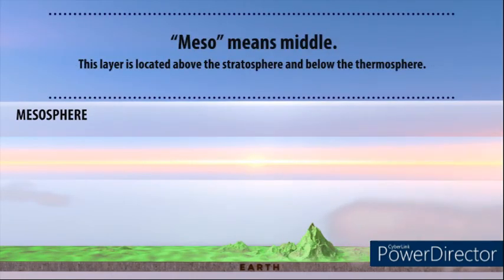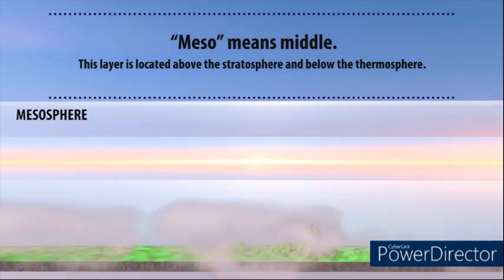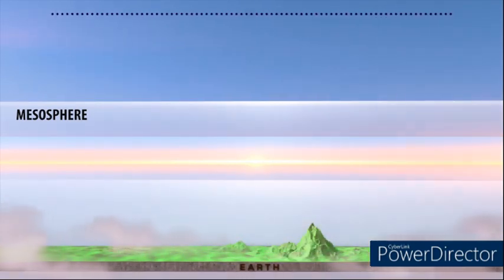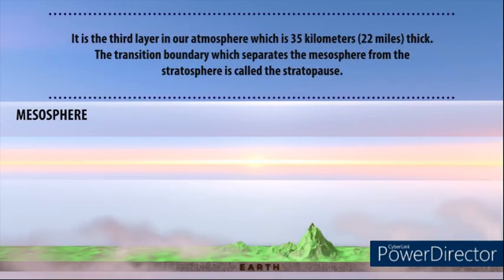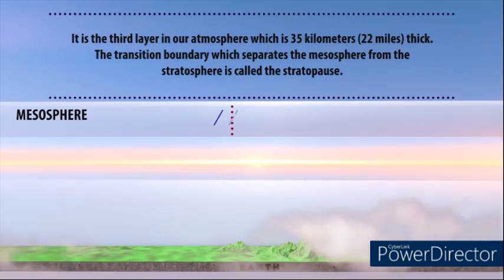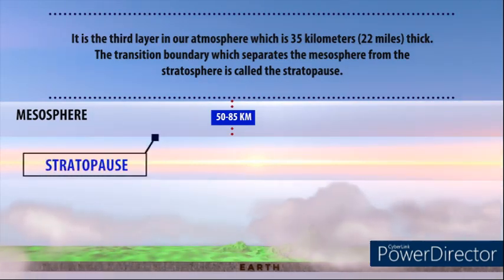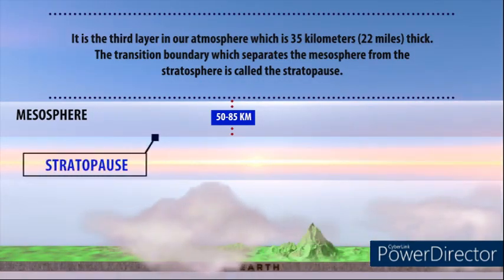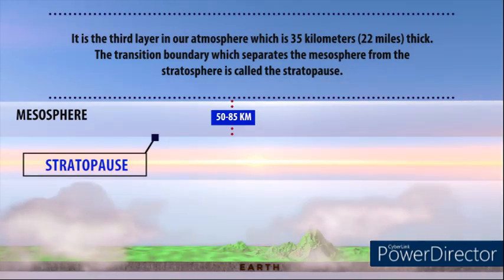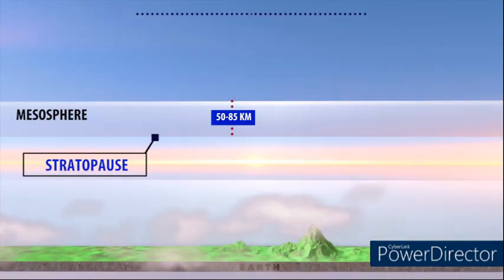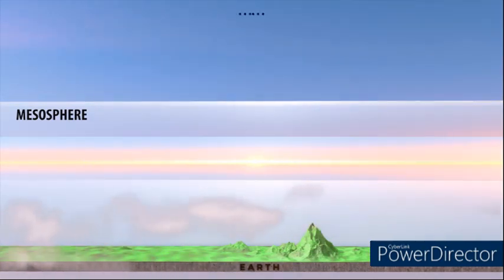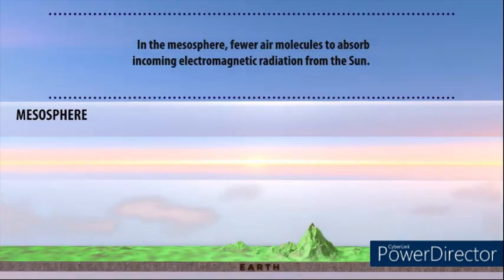Meso means middle. This layer is located above the stratosphere and below the thermosphere. It is the third layer in our atmosphere, which is 35 kilometers or 22 miles thick. The transition boundary, which separates the mesosphere from the stratosphere, is called the stratopause. In the mesosphere, fewer air molecules absorb incoming electromagnetic radiation from the sun.